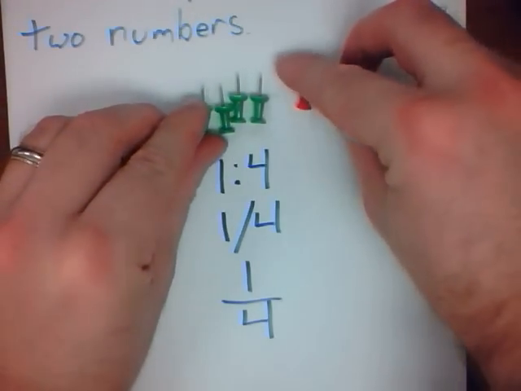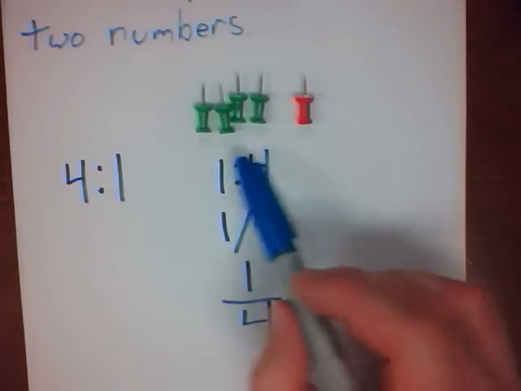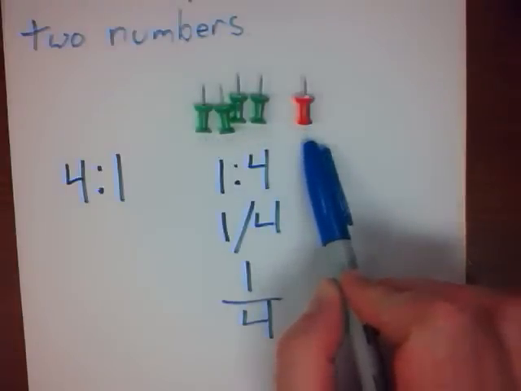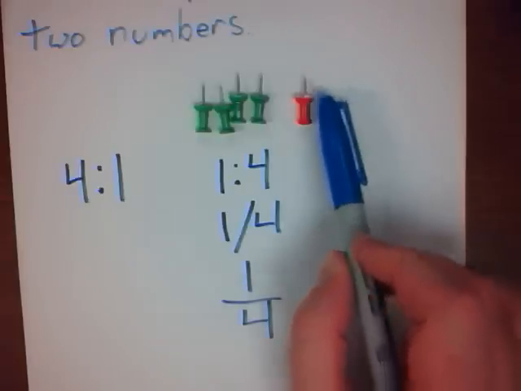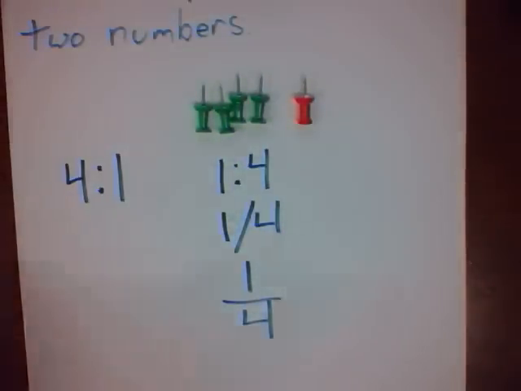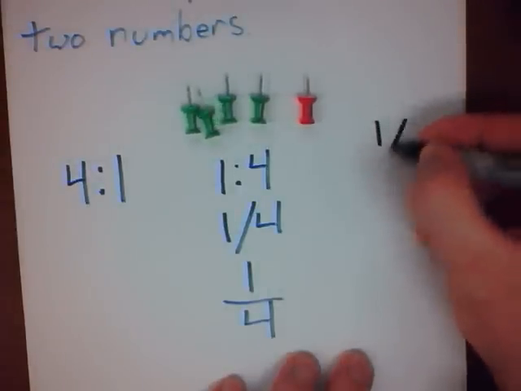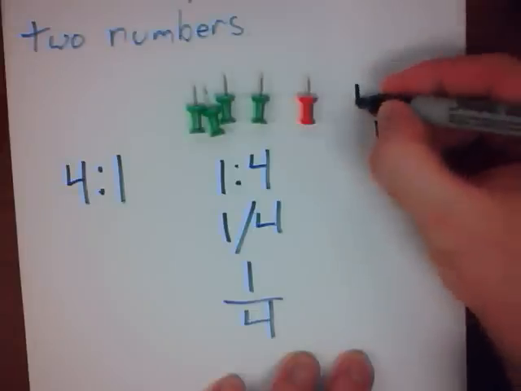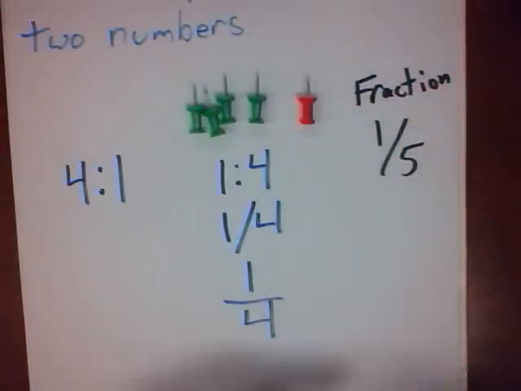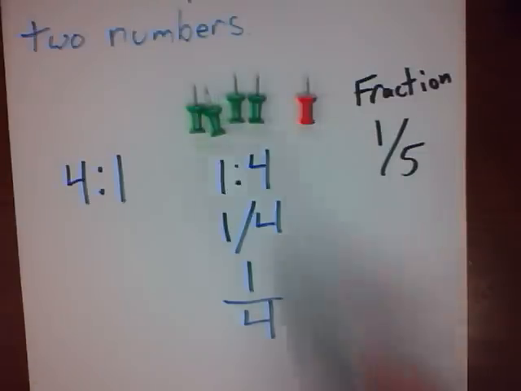You'll notice that this isn't. What is the whole in this case? It's actually 5. If I were asked to write what fraction of these pins, what part out of the whole of these pins are red, that would actually come out to 1/5. So this is the fraction. But if I'm simply asked to compare the two numbers as a ratio, there's 1 to 4.